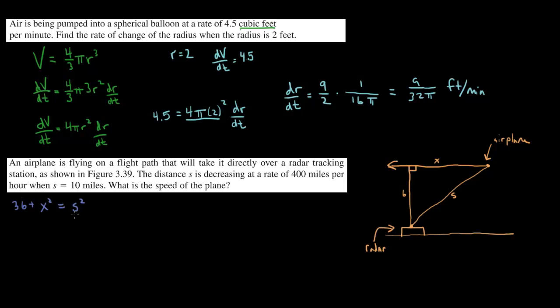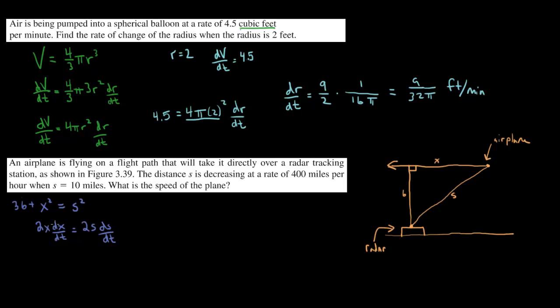Now let's take the derivative of both sides with respect to t. The derivative of 36 with respect to t is just 0. The derivative of x squared with respect to t is 2x, but with respect to t, I have to multiply by dx/dt. The derivative of s squared is 2s, but I have to multiply by ds/dt since there was a variable mismatch. And there's the equation I'm working off of.